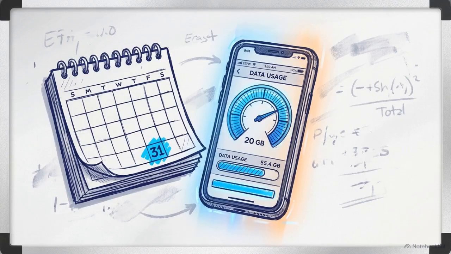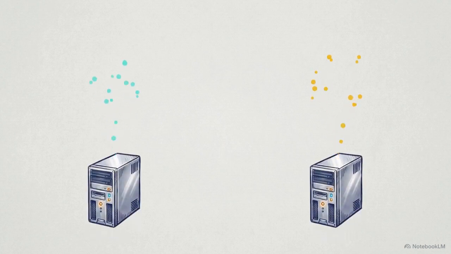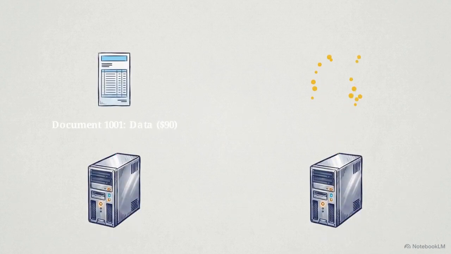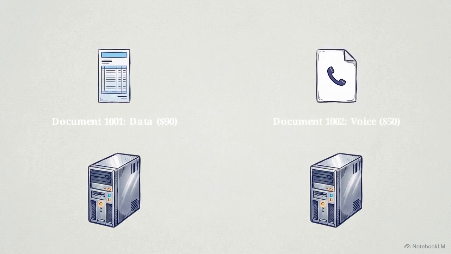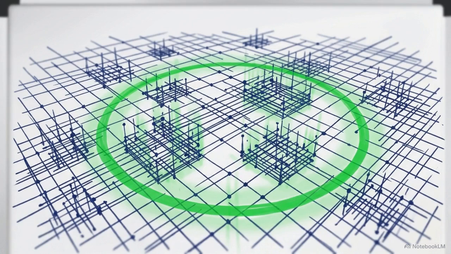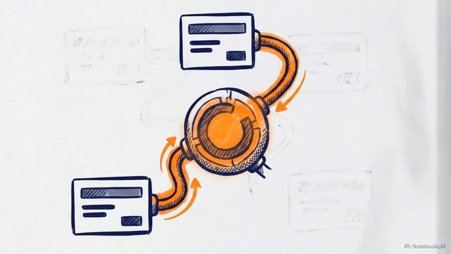Bovi's monthly cycle has closed, and Telcom1 needs to process his usage. Upstream systems have recorded 2 distinct events throughout the month: Document 1001 for a $90 data rate and Document 1002 for $50 of voice usage. During the invoicing run, the system scans the database, identifies these independent billing records, and groups them into a single invoicing unit for Bovi. This creates the first structural element of our invoice, source documents.